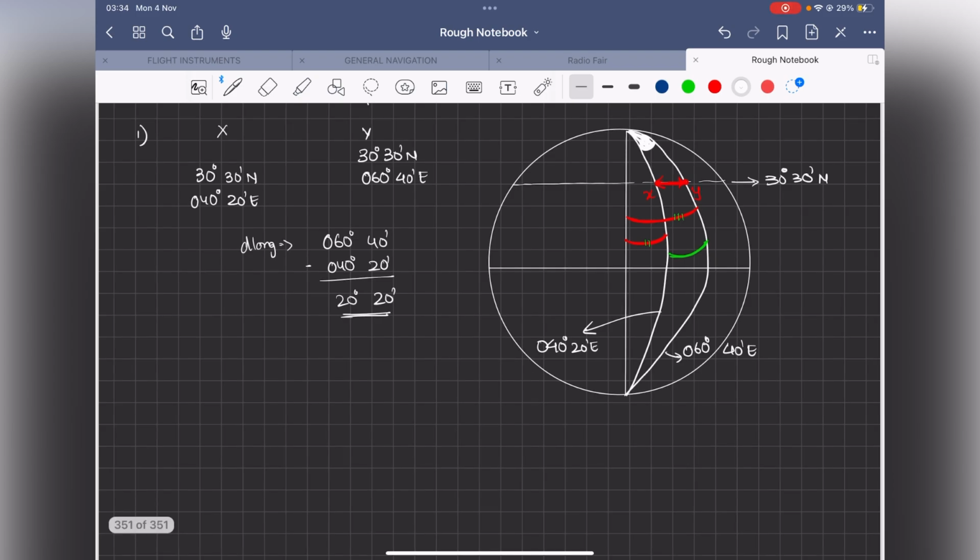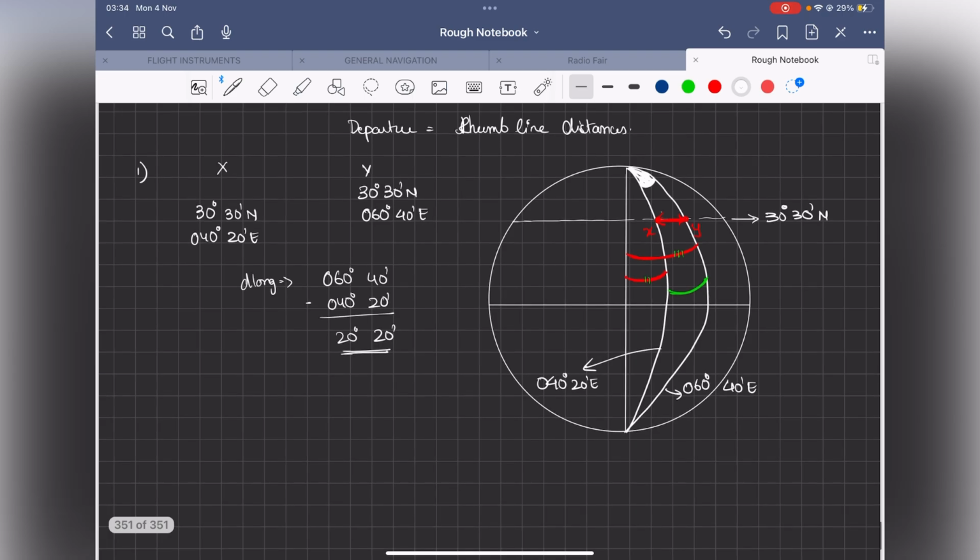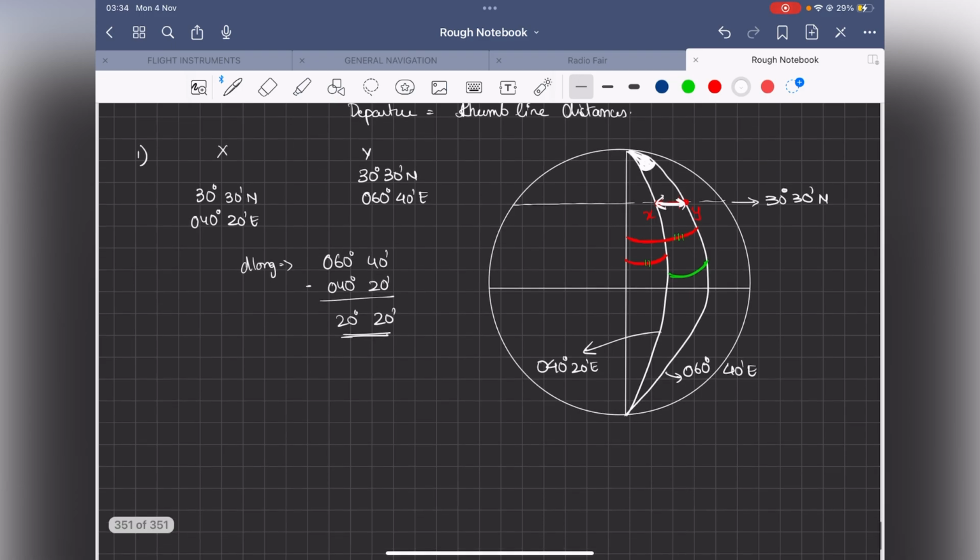Now we are asked to find the distance between these 2 points, the physical distance, not the angular difference, but a distance. So how do we convert this? In terms of great circles, this was easy. We used to just multiply it with a factor of 60, right? Knowing that 1 degree is 60 nautical miles and 1 minute is equal to 1 nautical mile. We can't do that here.